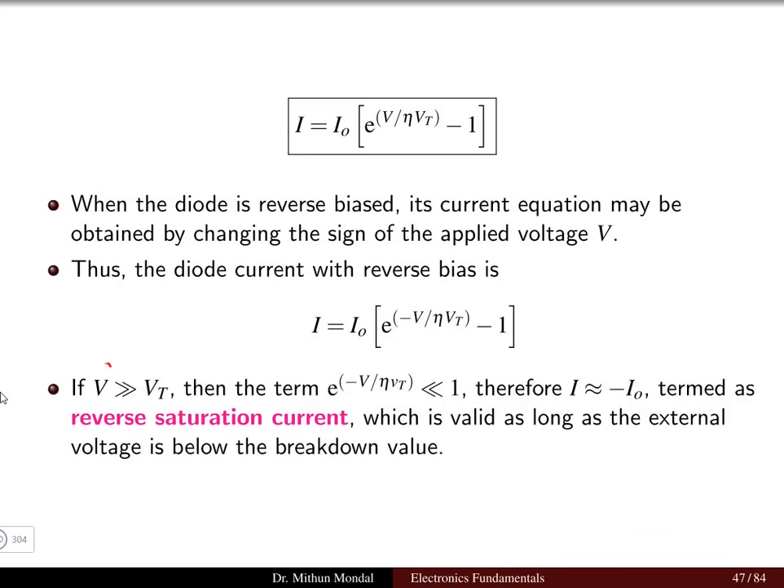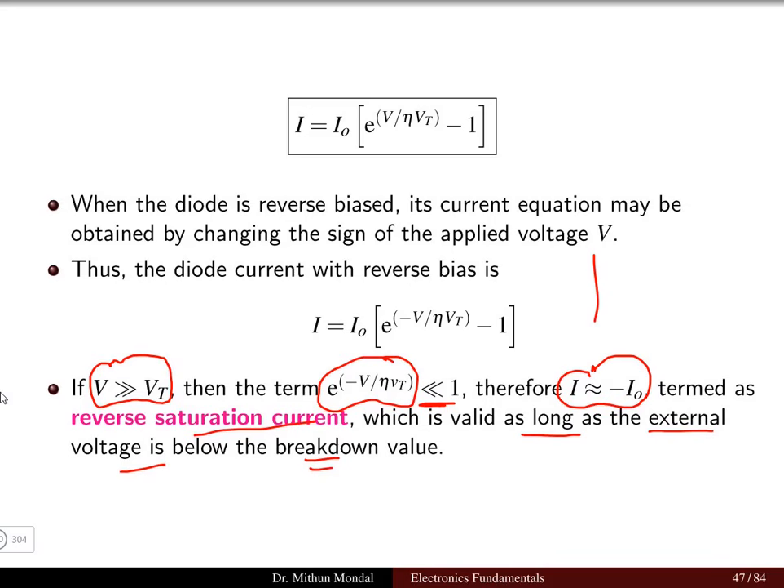Now, if the supply voltage is much greater than the thermal voltage, then the term e to the power minus V by eta Vt will be very much less than 1, and hence we can say that I will be approximately equal to minus I naught. That is the reverse saturation current, which is valid as long as the external voltage is below the breakdown value. So when we apply the reverse voltage, the reverse saturation current I naught will flow as long as there is no breakdown because of the voltage magnitude in the negative direction.